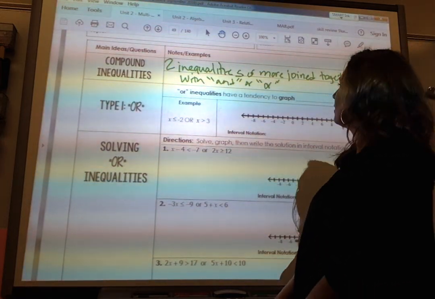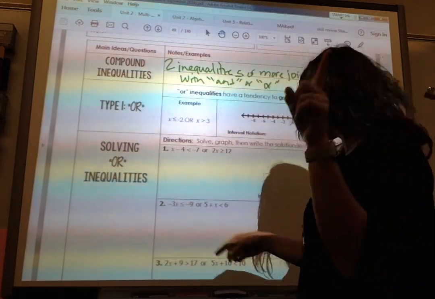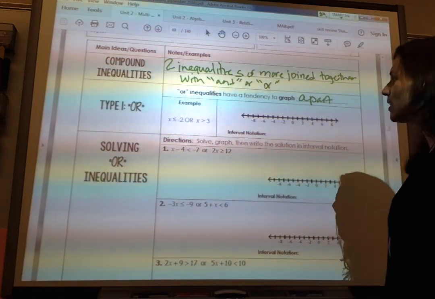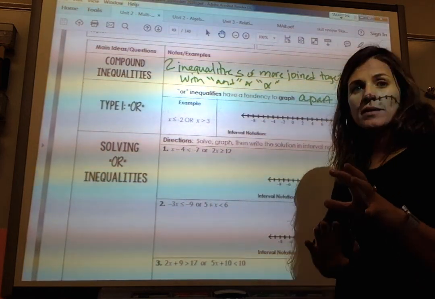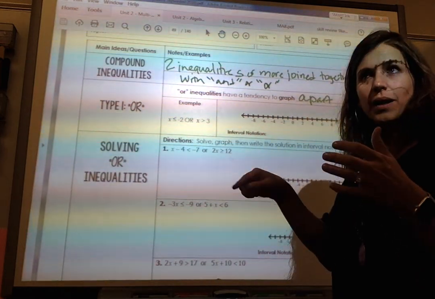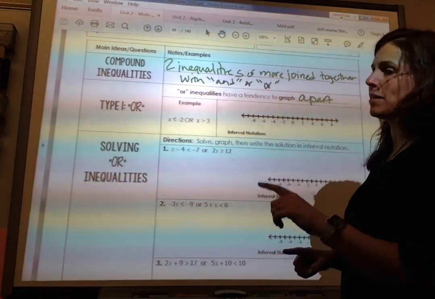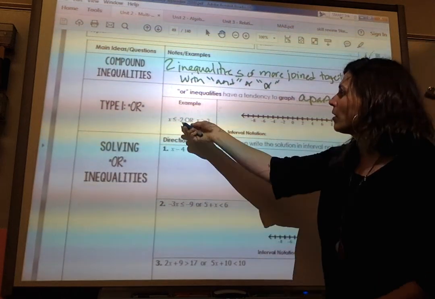Or inequalities have a tendency to graph outward. So they're going to go apart from each other, to graph apart. And here's an example. So we've already done the multi-step inequalities, I guess when we were together on Thursday. So here's my example. This is an or statement. This is type 1. We're going to be doing two types.